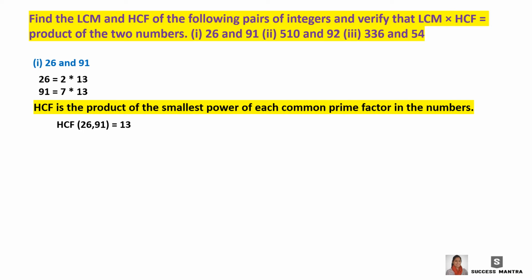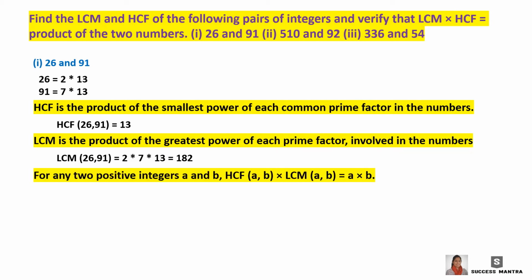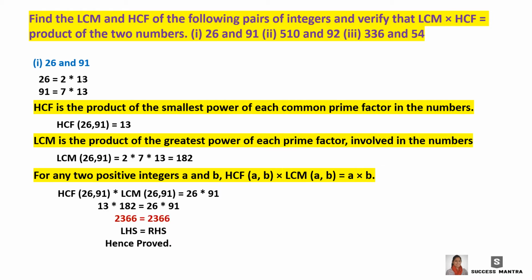In the above two numbers, the common factor is 13. So HCF is 13. Then LCM is the product of the greatest power of each prime factor involved in the numbers. So LCM is 2 into 7 into 13, that is 182. Then we apply the condition, that is HCF into LCM is equal to A into B. So here 13 into 182 is equal to 26 into 91. We got LHS is equal to RHS. So we prove it.